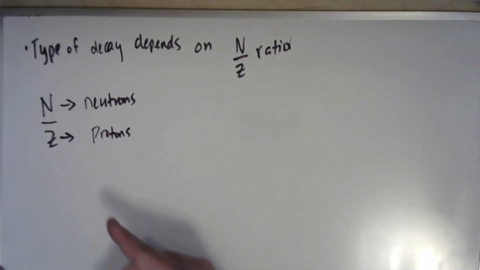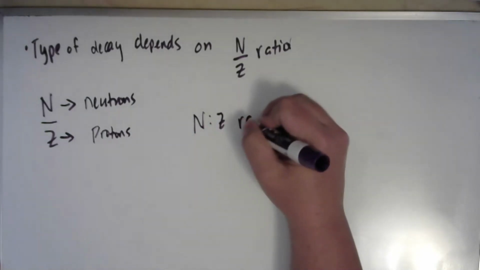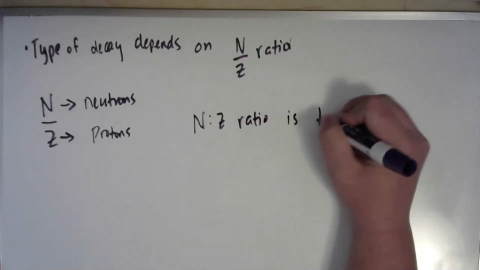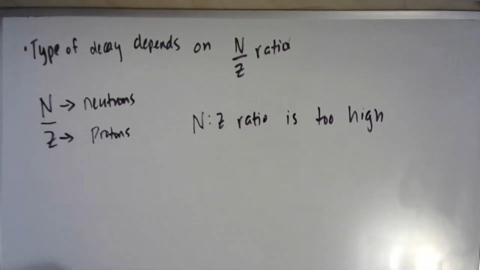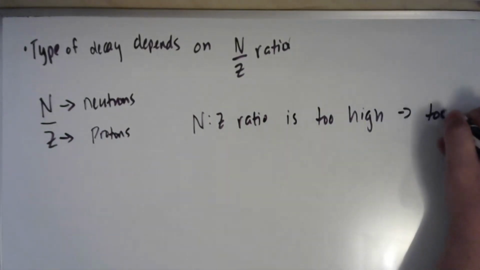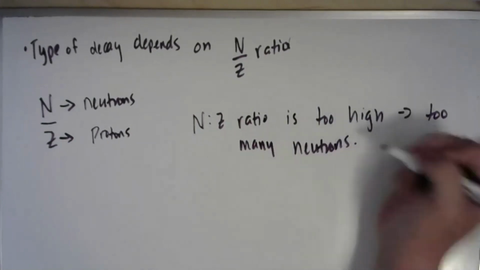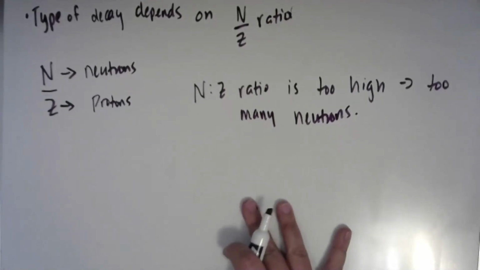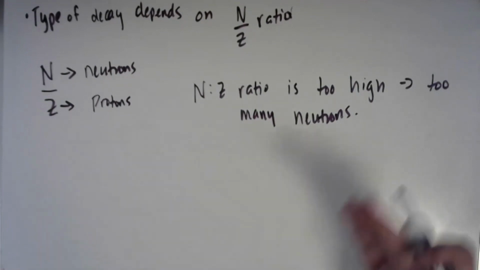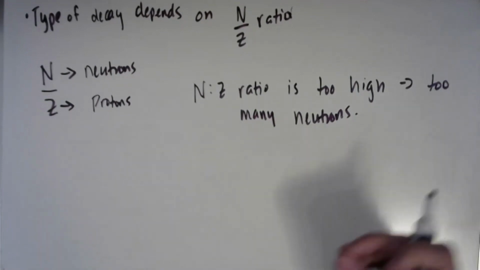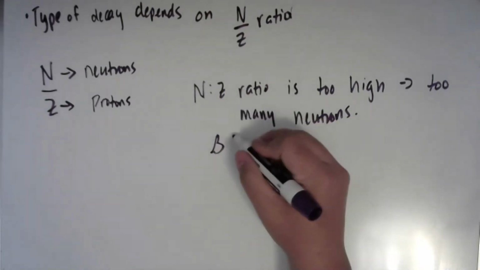So if you have an N to Z ratio that's too high, what does that mean? It means that you have too many neutrons. So if you're trying to think of the type of decay that would occur, it would be a type of decay that would convert a neutron into something else like a proton. And the type of decay that does that is beta decay.